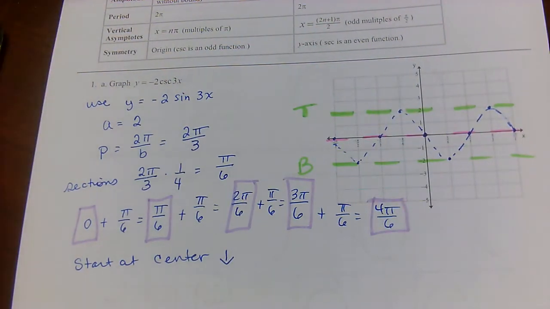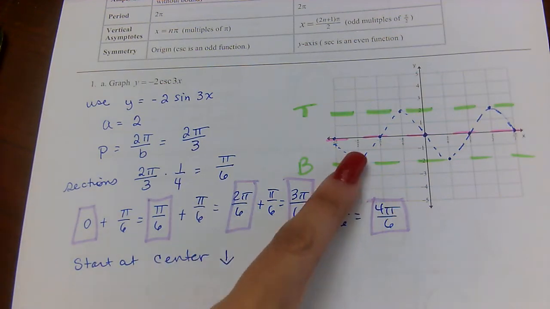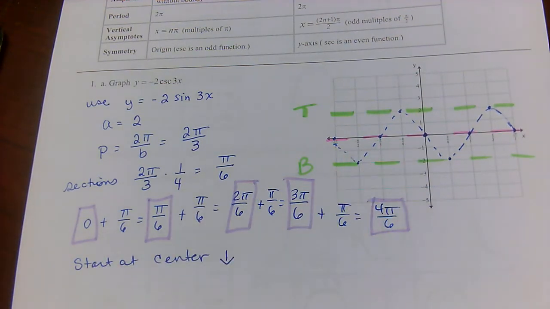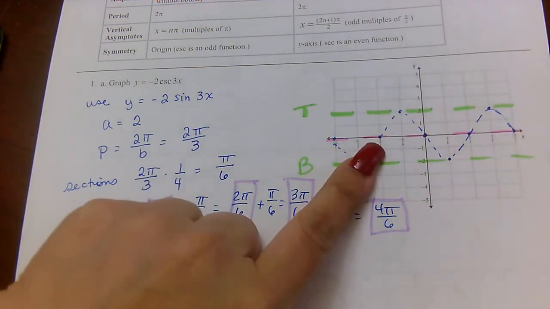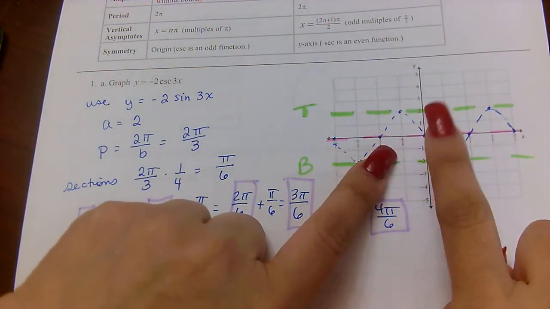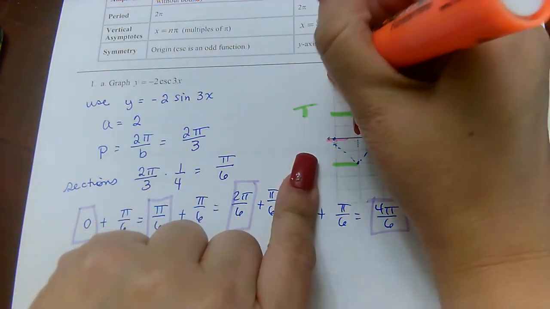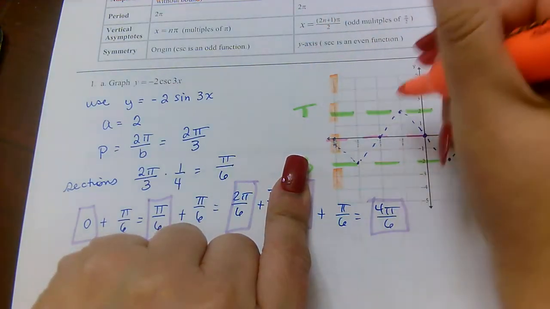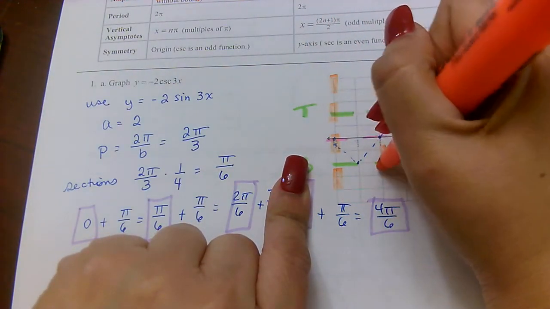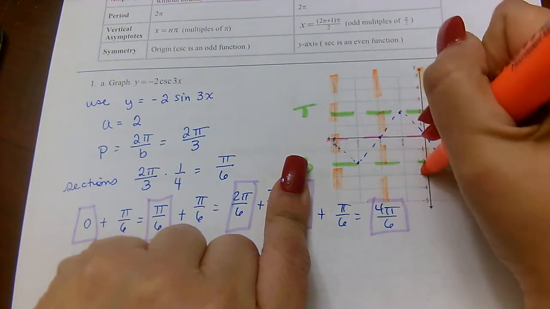Now, anywhere where it's crossing the center line is where our asymptotes are going to be. So I'm getting another marker. I'm going to use orange, and I'm going to mark anywhere where I'm crossing the center at these points. That's where my asymptotes are going to be. So I'm going to go ahead and draw my asymptotes.